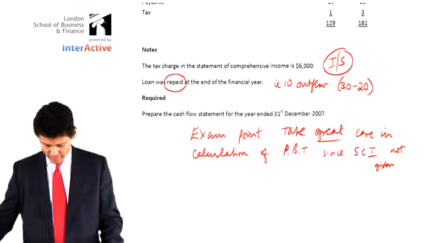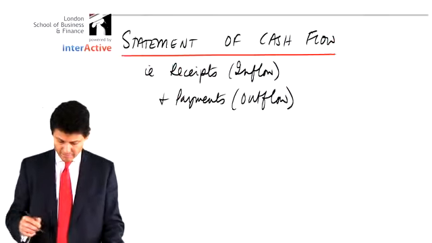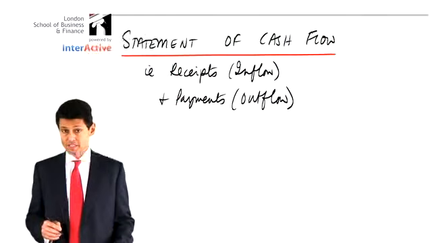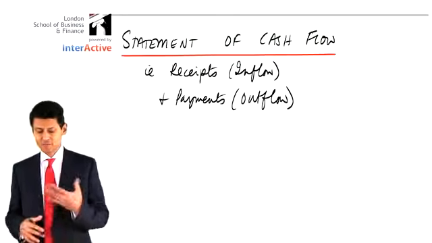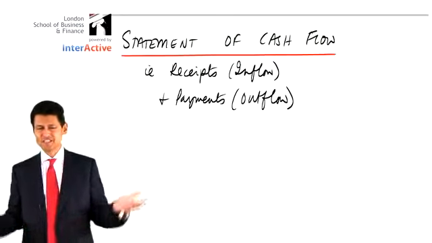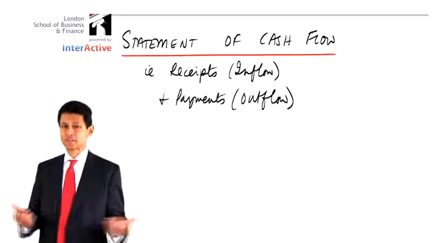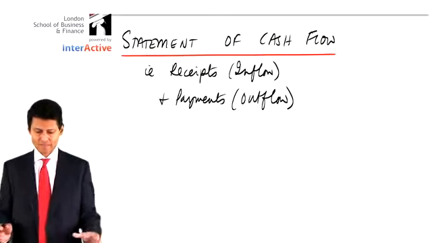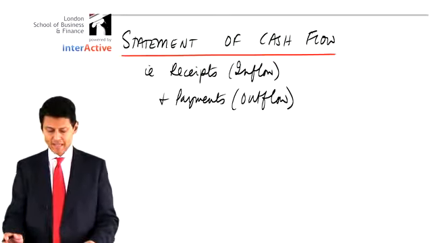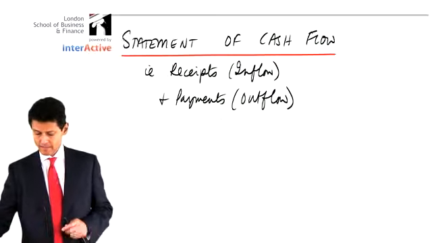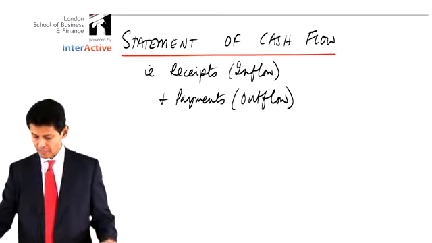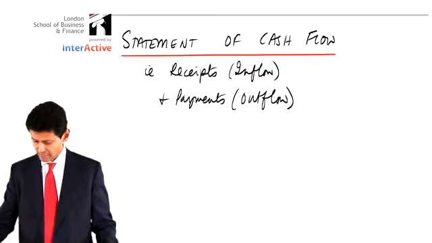Let's see if we can write on a blank sheet of paper as we tackle a massive question like this. Basically, a statement of cash flow is receipts and payments. Receipts are inflows, payments are outflows, and that's all we're doing. So let's make a start on this then, as we get a little bit more done on our session.